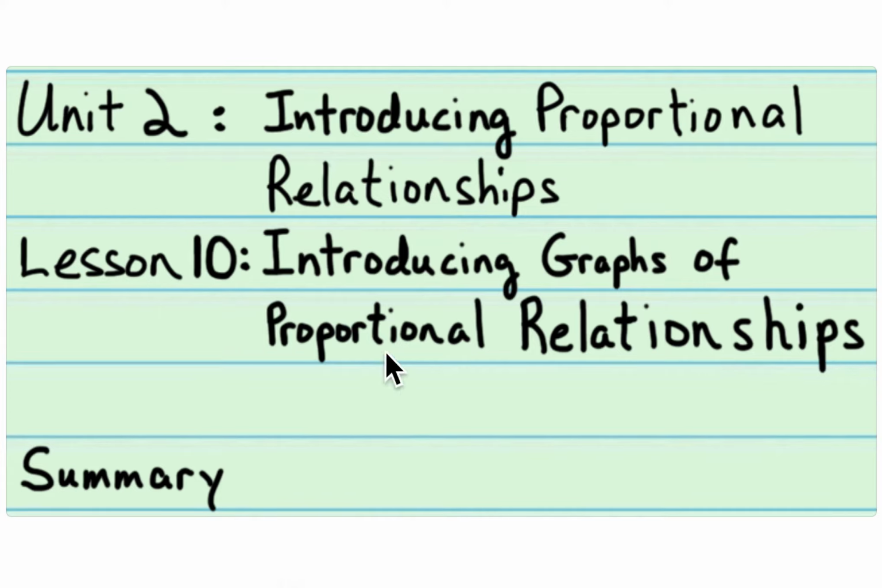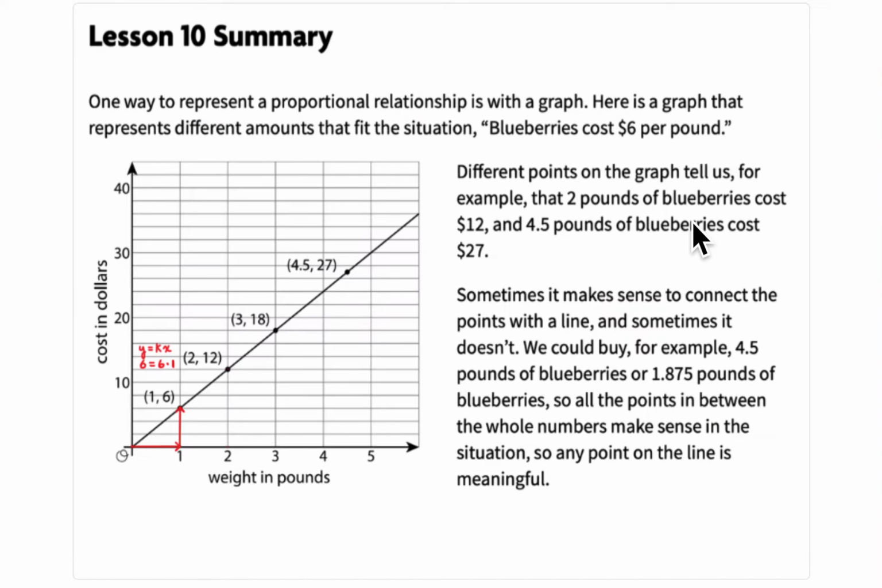This is the summary for Lesson 10, Introducing Graphs of Proportional Relationships. And so the first part of the summary describes a situation where you're buying blueberries, and those blueberries cost $6 per pound. So that $6 per pound is the constant of proportionality. It is the unit rate.